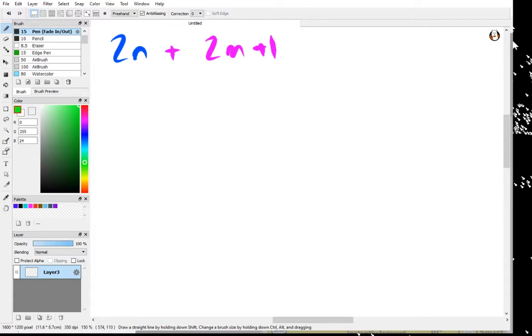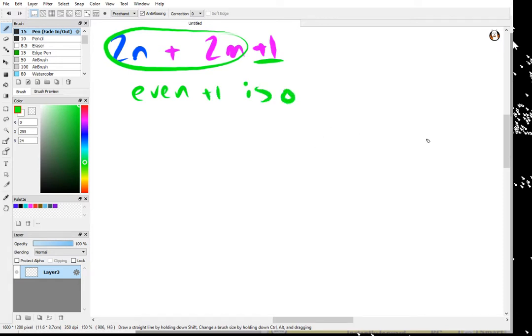2n plus 2m. This is going to be even. Plus 1. Even plus 1 is odd. Boom. There's a little mathematical proof that number 27 works. Cool.